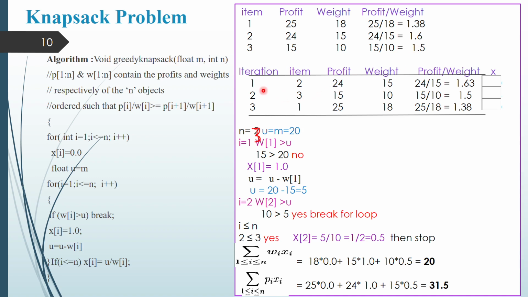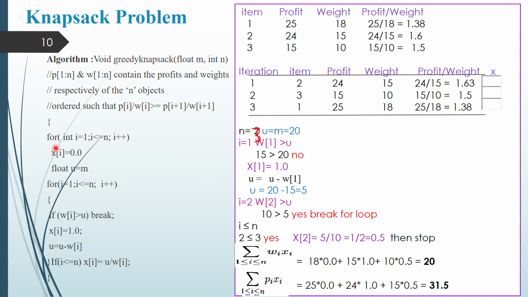So then you have to arrange that first. 1.6 is the second item, so the second item you have to arrange first. Next item is 1.5, which is the next in range, the third item, and you arrange it here. And last is 1.38, that one you arrange here. Based on this ratio, you arrange your items.